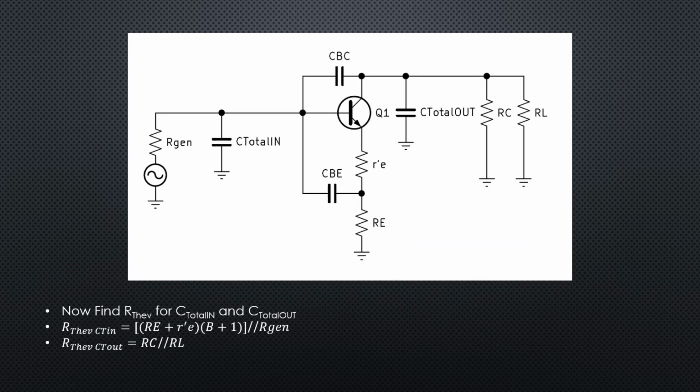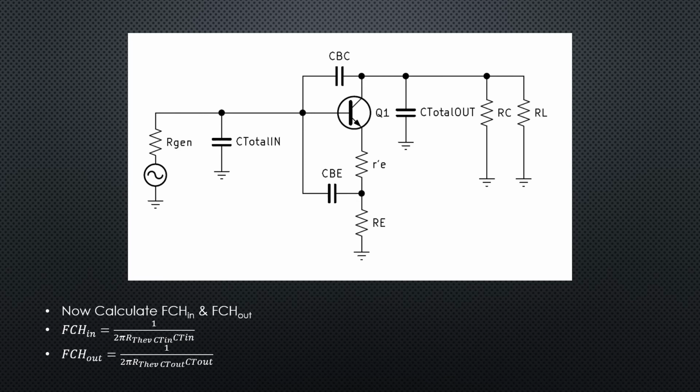Here we've added up all of our input capacitances and our output capacitances, and we've got a C total in and a C total out. Now we can Thevenize from those two capacitors and find an R Thevenin for C total in, and an R Thevenin for C total out. We can use our R Thevenin C total in and our R Thevenin C total out to calculate FC high in and FC high out.